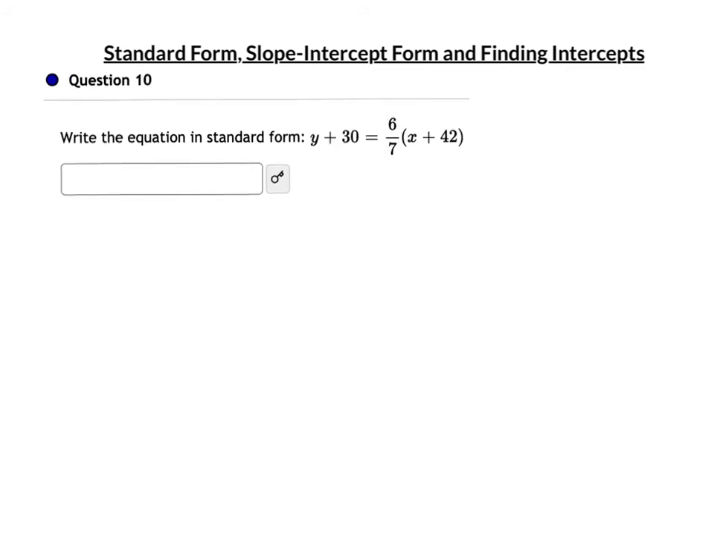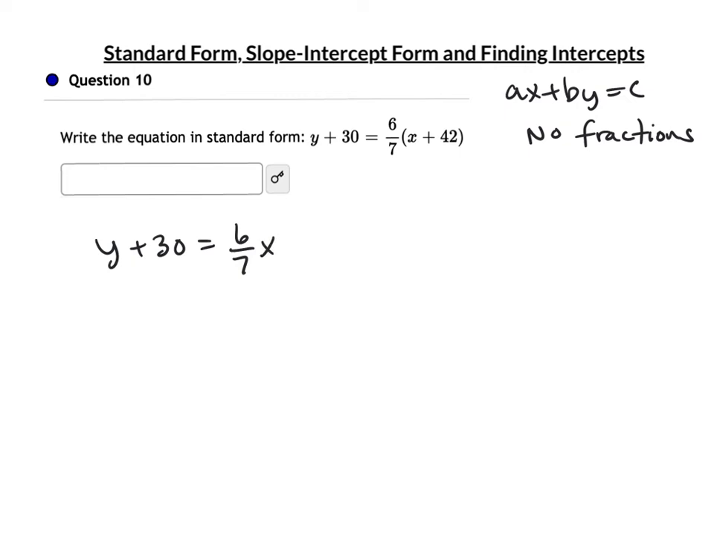Another one. Let's write this thing in standard form. ax plus by equals c. No fractions. So the first thing we're going to do is distribute. That's y plus 30 equals 6/7 x plus, now I'm going to take 6/7 times 42.